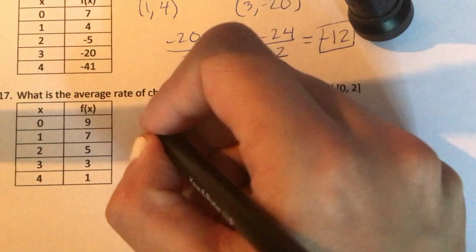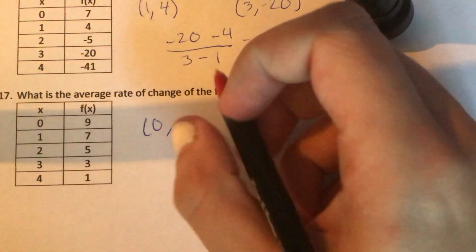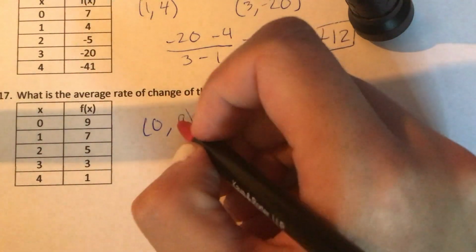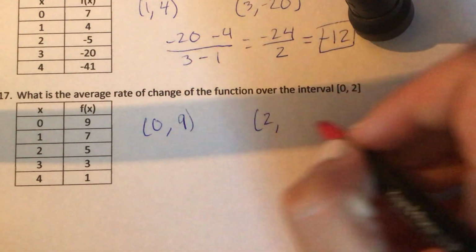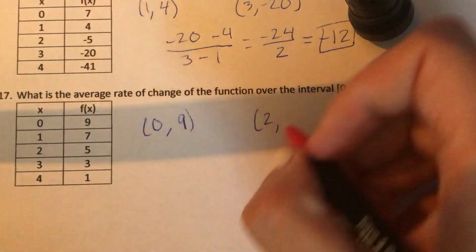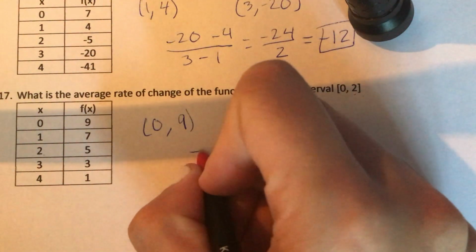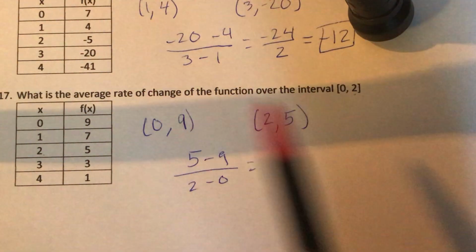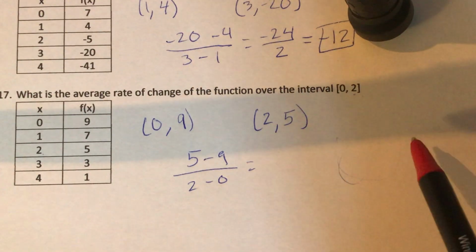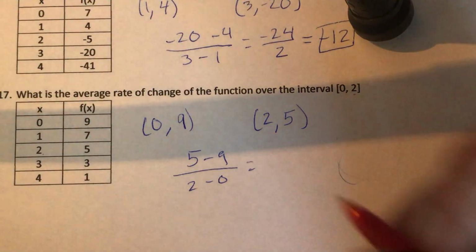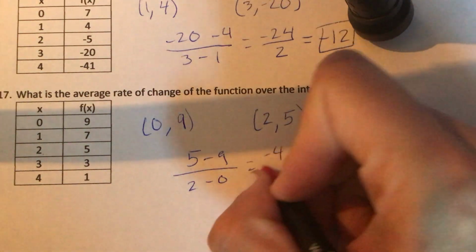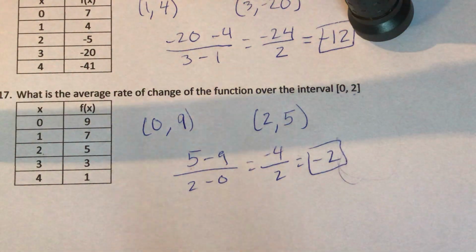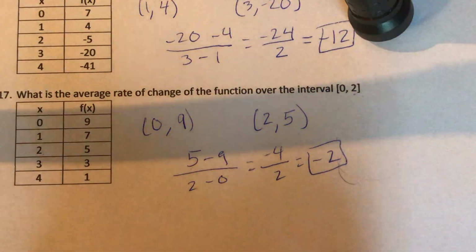All right, same thing. My first point is 0, 9. Looking over here because it's asking for the interval from 0 to 2, so I'm going to use the x value at 0. And then 2 is my other x value, and I'm going to find that y value, which is 5. Then I'll plug it in my formula. 5 minus 9 all over 2 minus 0. And if it still helps for you to label them and then use your slope formula, that's fine too. I'm just skipping that step. So 5 minus 9 is negative 4. Divided by 2, that's negative 2. There you go. Oh, that's a pen mark. That's not a hair.